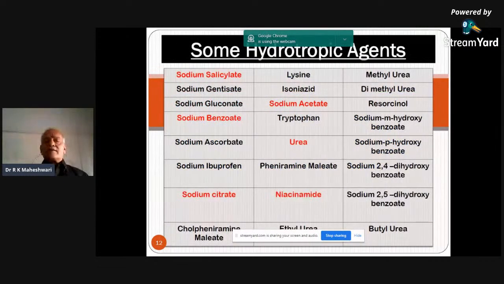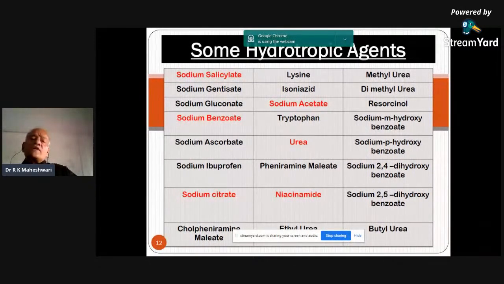Now I am switching over to hydrotropic solubilization, which is about a 100 years old concept. Hydro means water. So this solubilization relates to solubility enhancement in aqueous solutions only. Not solubility enhancement in propylene glycol or glycerine or PG300 or chloroform. It relates only to solubility enhancement in aqueous solutions.